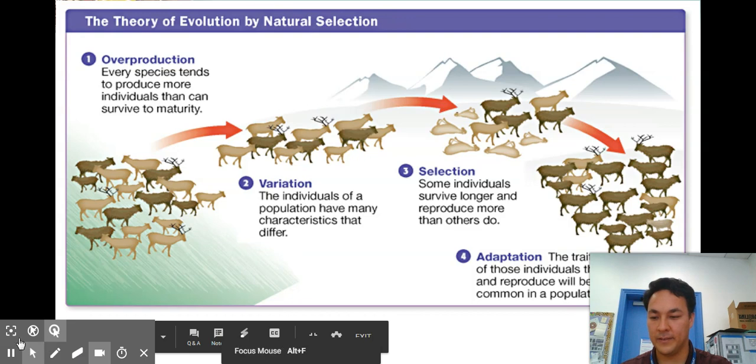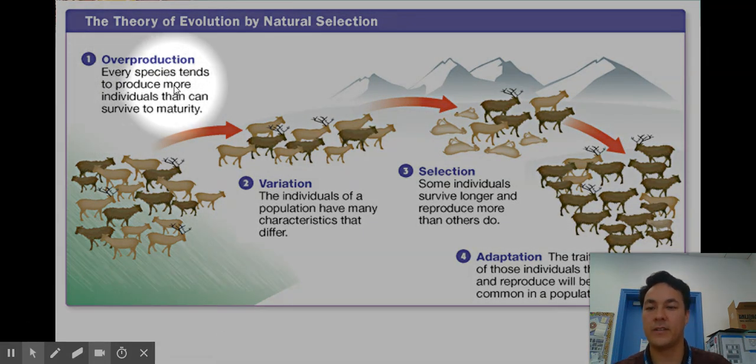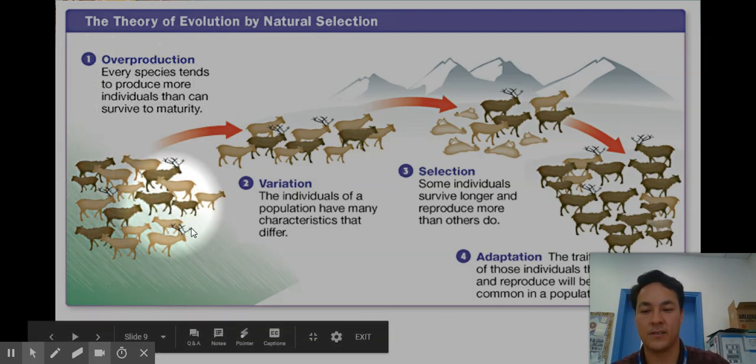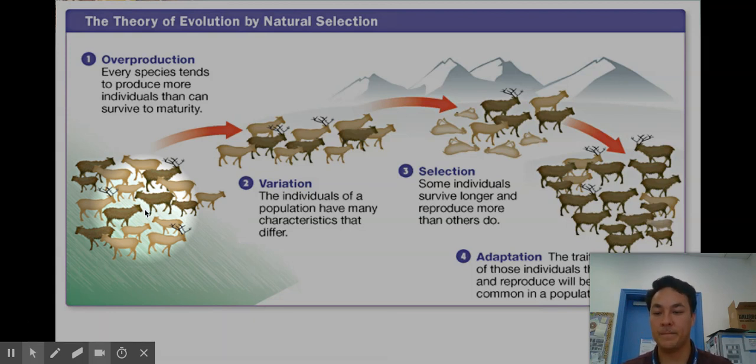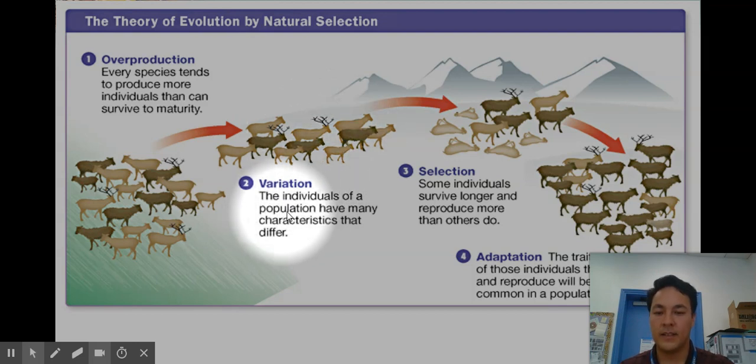Let me see if I can use my highlighter. So there's more organisms here than can survive, right? There's lots that are produced. We saw that in your reading with Thomas Malthus with population. There's variation within them. You see some have antlers, some are light, some are dark. They have many characteristics that differ.